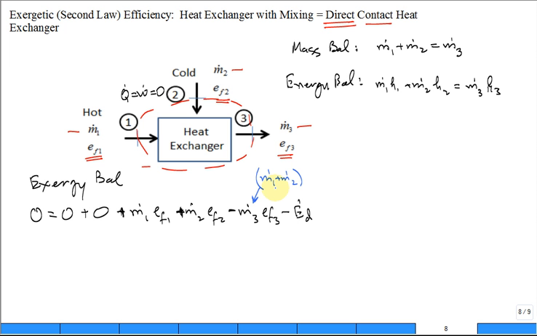True? And then I want to rearrange it, and I'm going to try and do it quickly here. But it's going to be m dot 1 times (EF1 minus EF3) is equal to m dot 2 times (EF3 minus EF2) plus E dot D. I'm going to pause, and I want you to look at that algebra and give me a thumbs up if you agree and a thumbs down if I made a mistake. I got a lot of thumbs up. Any thumbs down? I know I did it a couple ways, but I like to read from left to right.